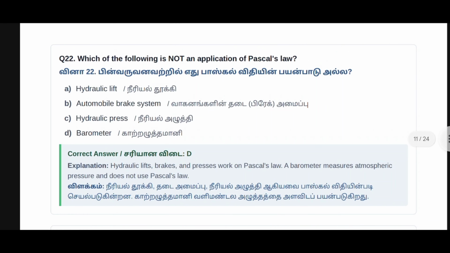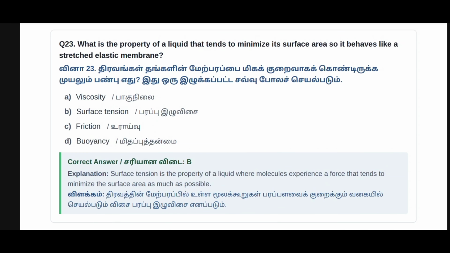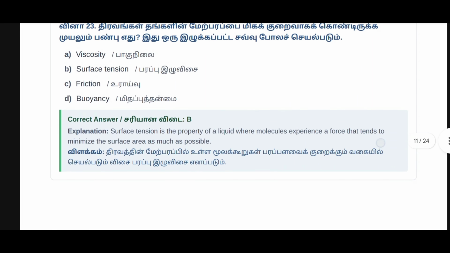Which of the following is not an application of Pascal's law? Barometer. Barometer தவிர்த்து மற்ற எல்லாமே வந்து application of Pascal's law. Hydraulic lift, automobile brake system, hydraulic press. What is the property of liquid that tends to minimize its surface area? So it behaves like a stretched elastic membrane. Option B, surface tension.